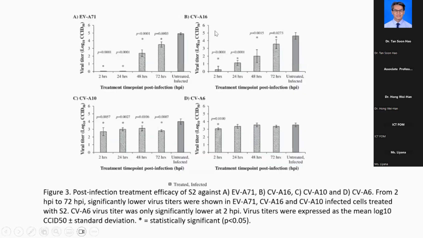As you can see in this figure, enterovirus A71 can still be inhibited up to 72 hours post-infection. CA16 also up to 72 hours post-infection, same as CAV10. However, CAV6 is a bit less efficient. CAV6 is only inhibited at 2 hours post-infection. Other time points do not significantly reduce the viral titer.